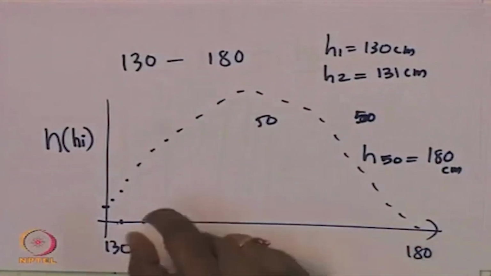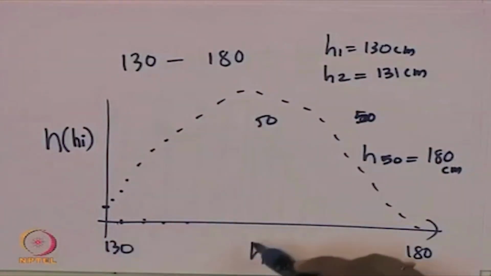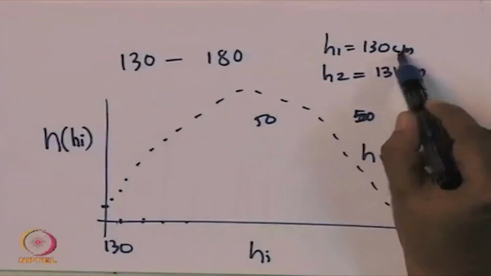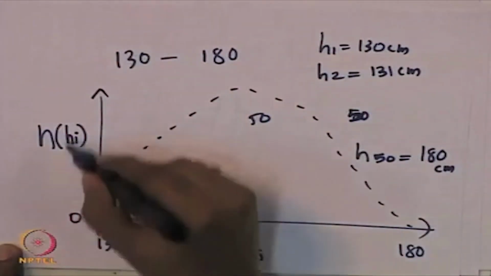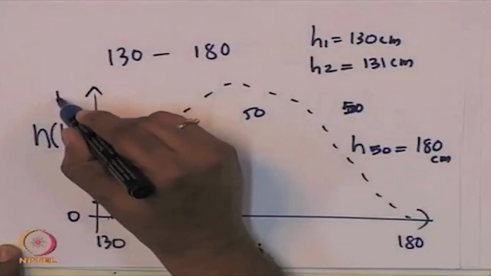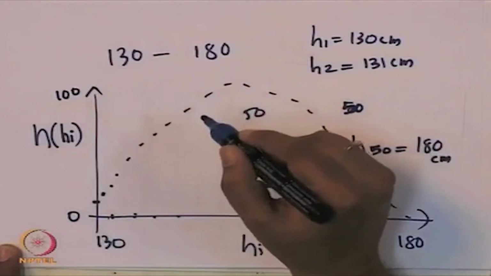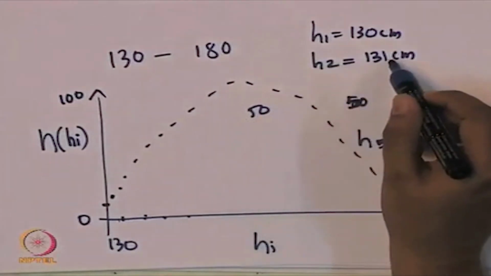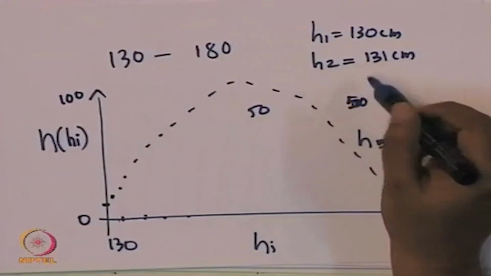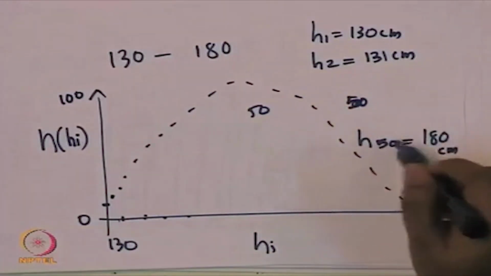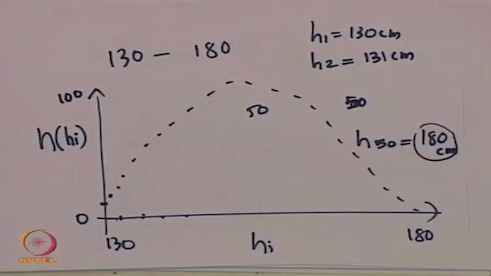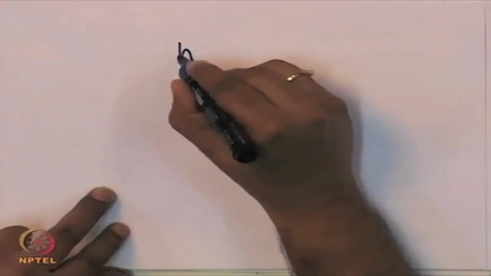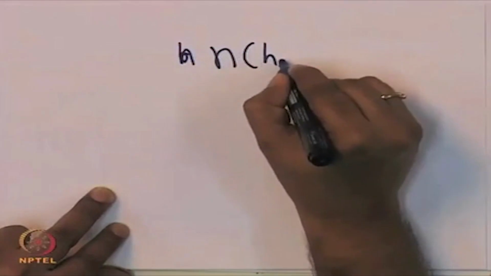If you take centimeter by centimeter, that means you ask the question how many students having 130 centimeter. This is a number, so this could go from 0 to some particular number, let us say 100. How many students having 132 centimeter? How many students having 134 centimeter? How many students having 180 centimeter? So, you can ask this question. So, you have n of Hi, the number of students having height Hi.